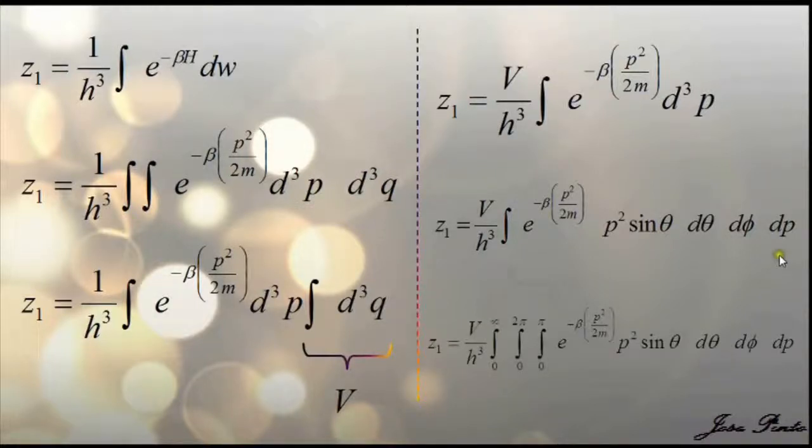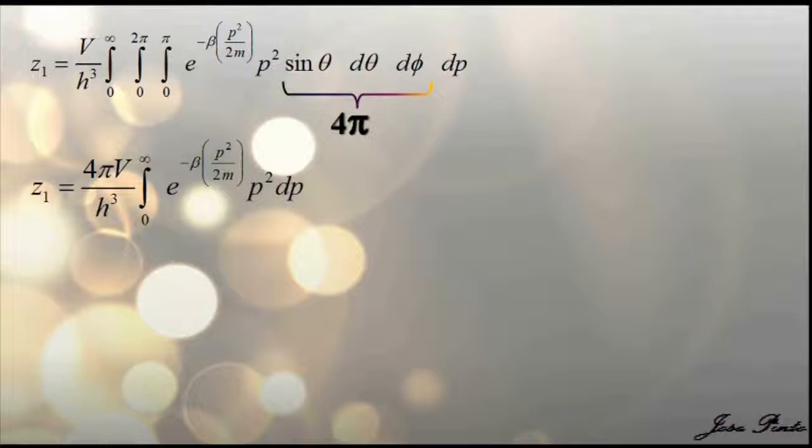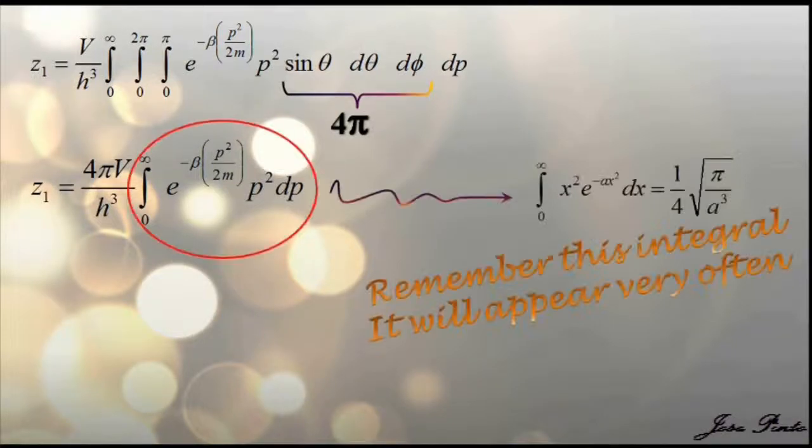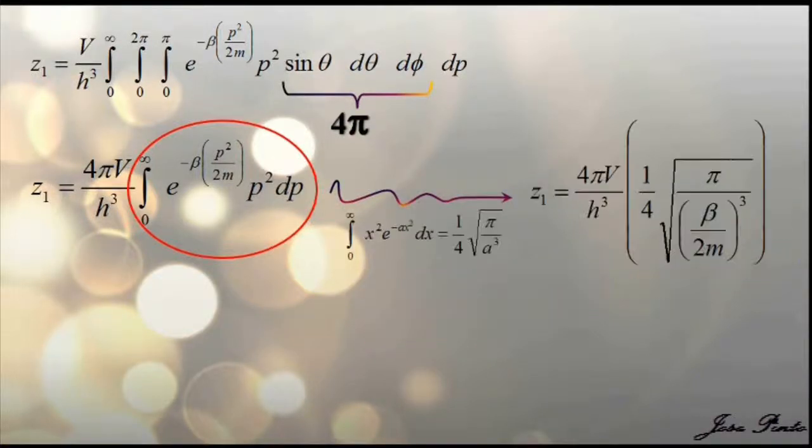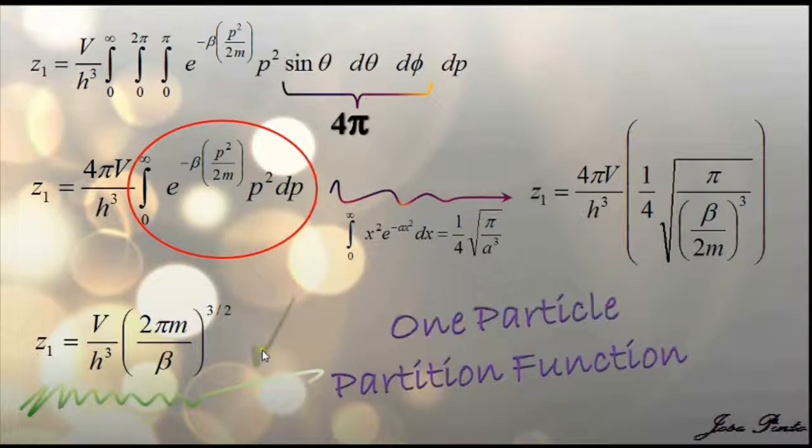So let me put the limits of integration. Now notice that the angular part will give me 4 pi. So now the problem is the integration with respect to p from 0 to infinity. You will see this kind of integral very often, so write it down. So using this integral we get this, and a little bit of algebra, and now voila, the one-particle partition function.